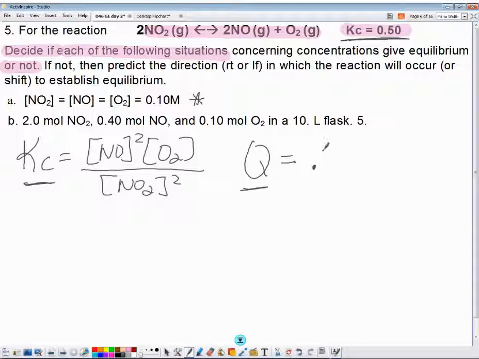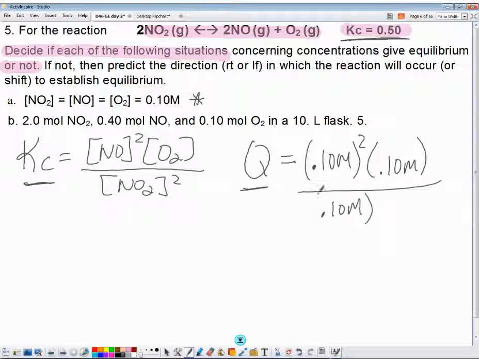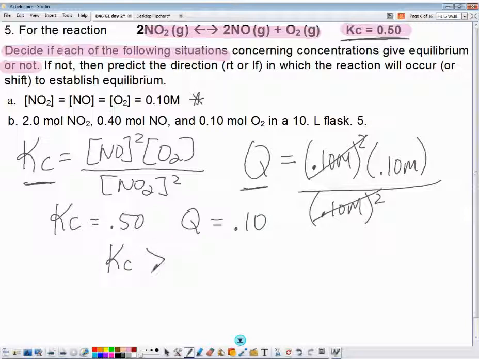So let's take those numbers right here from letter A and put them in. If all of them are 0.1, it's 0.1 molar squared times 0.1 molar to the first divided by 0.1 molar squared. I don't need a calculator, because 0.1 squared divided by 0.1 squared goes away. And so my Q is what? 0.1. All right, Kc is 0.5 and Q is 0.1. Now let me write it down the way Nimsy showed us. Kc is bigger than Q.